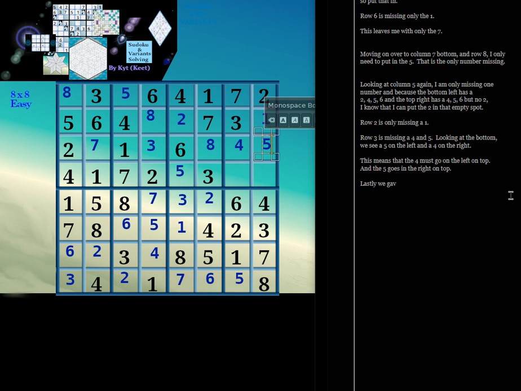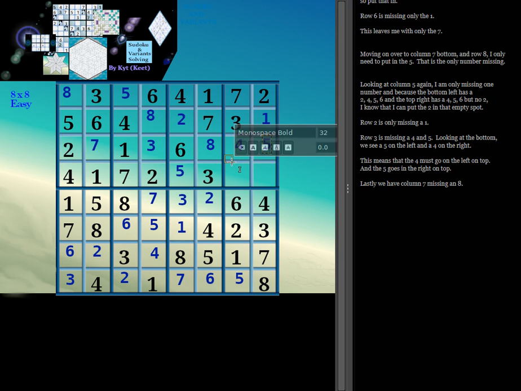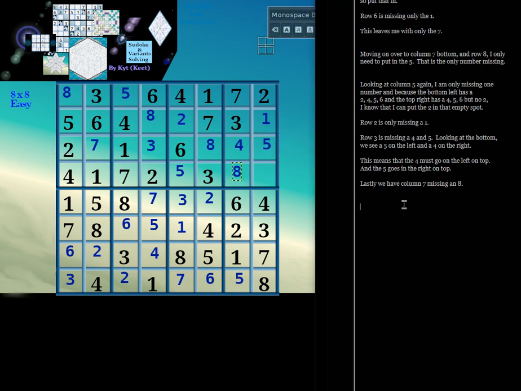Lastly, I have column 7 missing an 8. And column 8 is missing the 6.